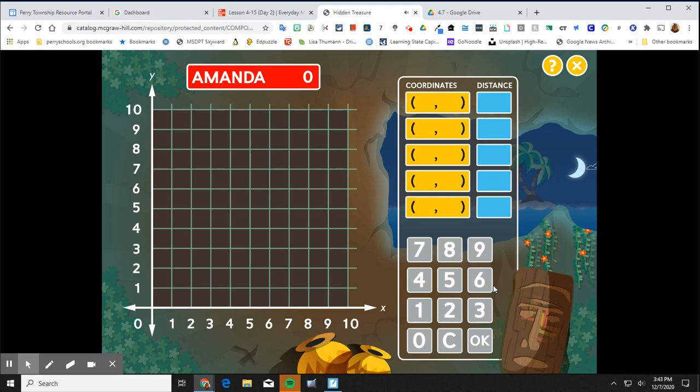Are you ready to find the hidden treasure? Guess where the treasure is by entering the coordinates. Click OK after each coordinate, or click Clear to start over. Keep searching. The distance column shows how many square sides your point is away from the treasure. Enter another pair of coordinates.